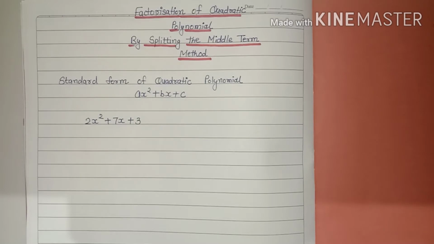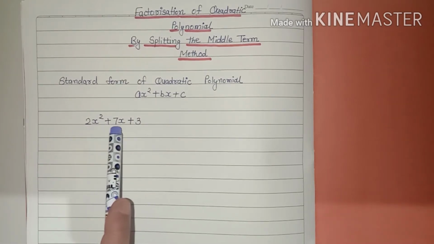Students, today we will learn how we can factorize a quadratic polynomial by the splitting the middle term method. For that, I am taking one example, 2x square plus 7x plus 3. Students, there are a few steps. If you follow those steps, you can easily find the factors of a quadratic polynomial.